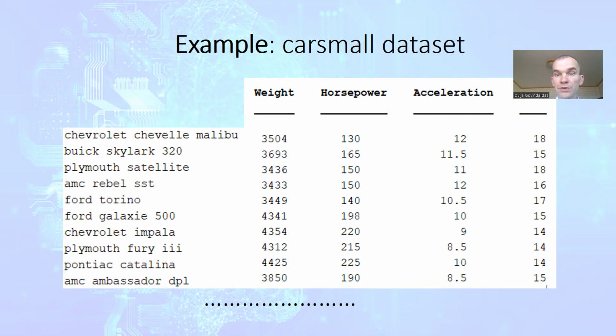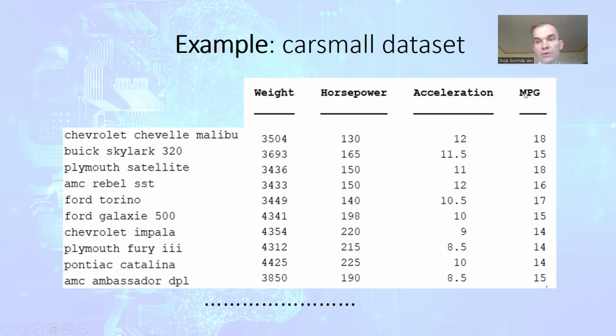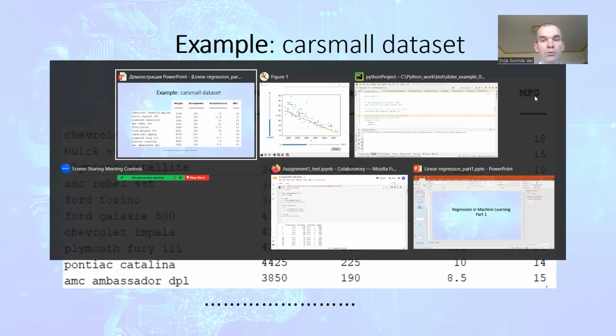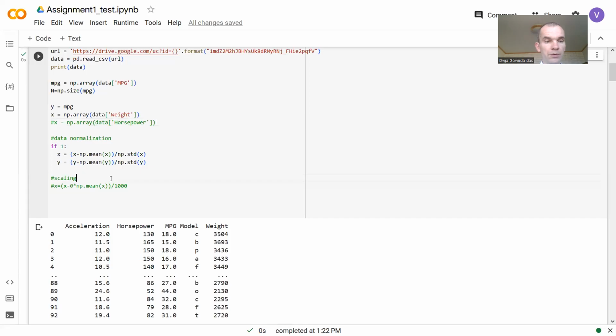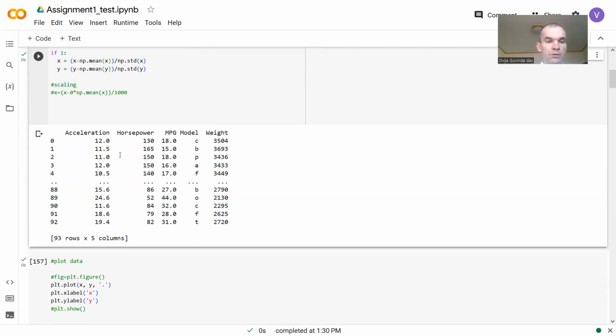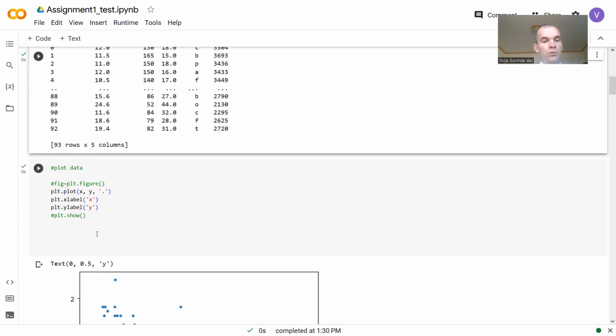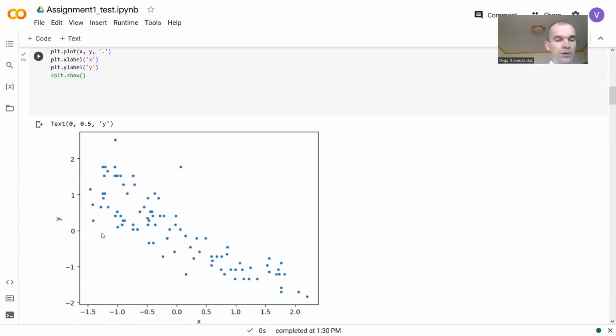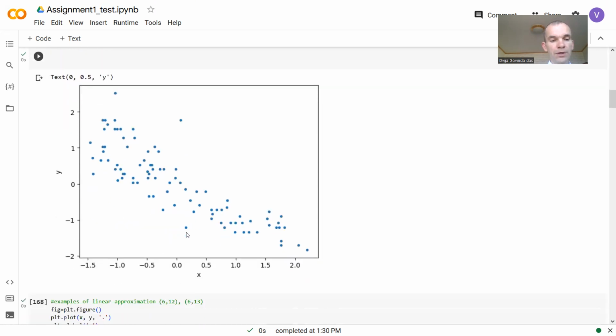This is a so-called small cars data set. It consists of data for different cars containing their weight, horsepower, acceleration, and consumption, which is expressed as miles per gallon. And I will show the corresponding script in Colab. Yes, we are loading our data. Here we use a pandas component to represent the data about 93 cars, and we can plot the corresponding data on the graph, x and y.